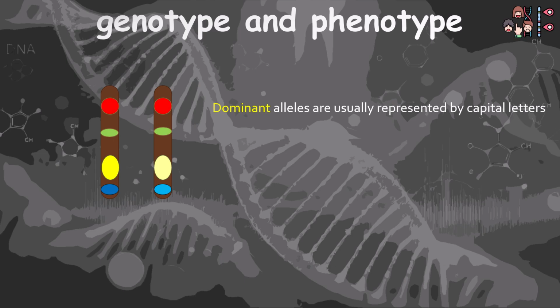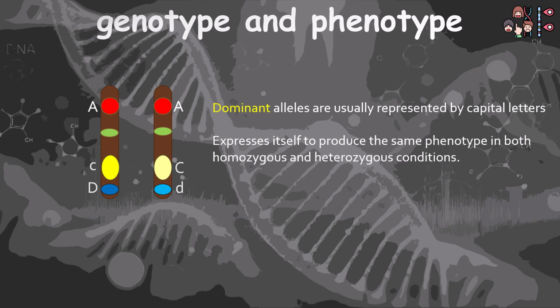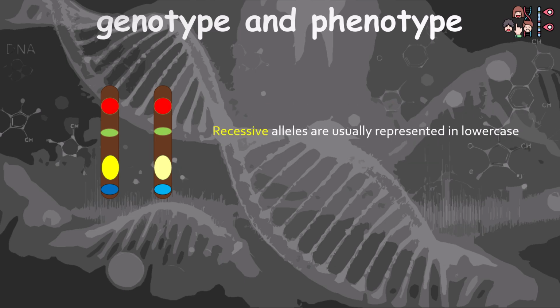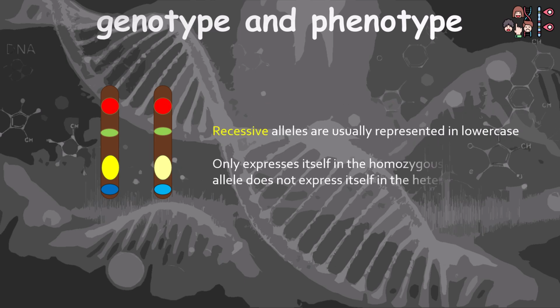This is the case for dominant alleles, where the phenotype coded by the allele is expressed in both homozygous and heterozygous genotypes. For example, in the case of the gene for double eyelids, both a homozygous dominant individual and a heterozygous individual will have double eyelids. For recessive alleles, the phenotype only appears in the homozygous condition and will not be expressed in a heterozygous genotype.